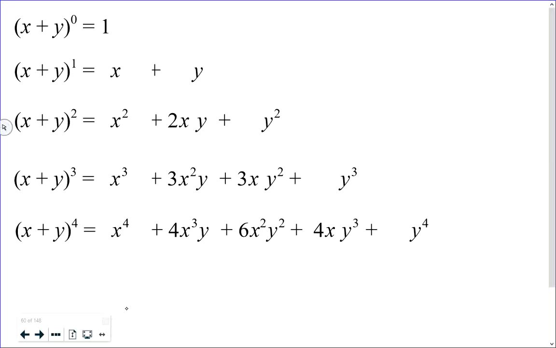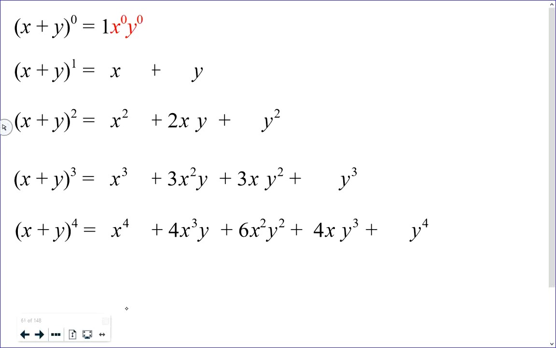I want you to notice that for the first one, x plus y quantity to the 0 could be written this way. And don't ask why. In fact, if you didn't even notice that, it wouldn't matter in your understanding of the binomial theorem. But I could write it as 1 x to the 0, y to the 0, which is what's written on the right-hand side of your chart, right?